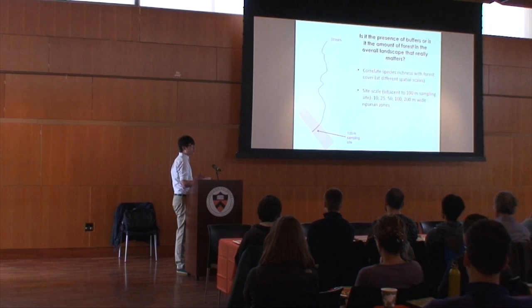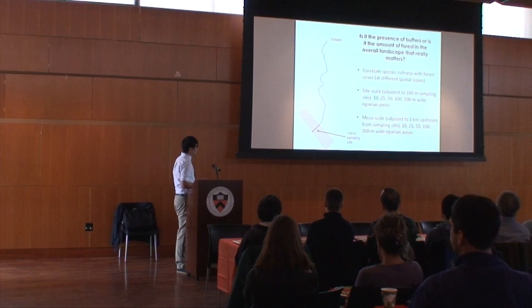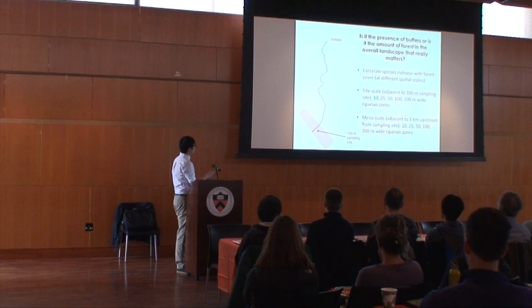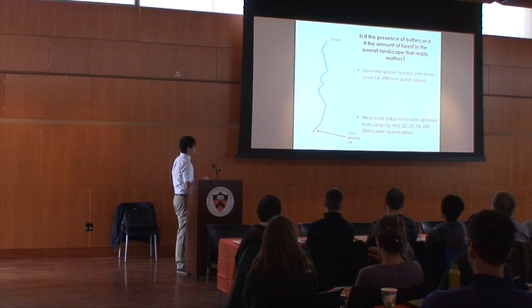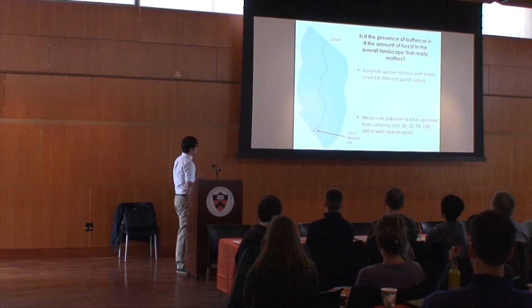Next, I go up to the meso scale, which I define as adjacent to 1 kilometer upstream. So if this is my 100 meter sampling site, this whole stream is 1 kilometer upstream, going up. I did the same: I calculated forest cover in the riparian zones, 10 meters, 25, 50, 100, and 200 meters wide. So I get the percent forest cover for each of these at each of these scales.